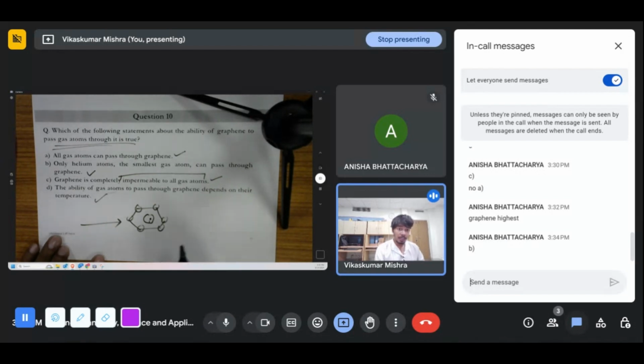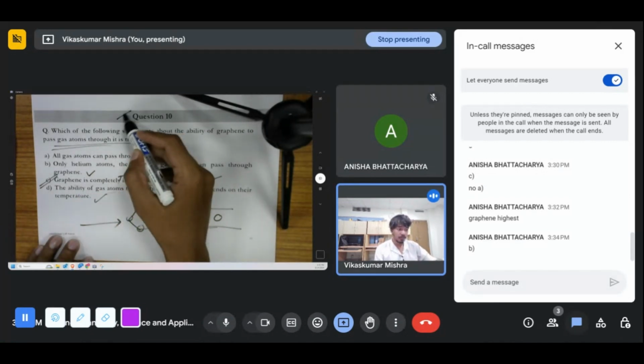While if it has been graphite, then within the layer it's not possible, but between the layers, helium, lithium, those things can be passed through it. So graphite is permissible to all the gases, but graphene is not permissible to all the gases. So option C is the right answer over here in the question pattern.